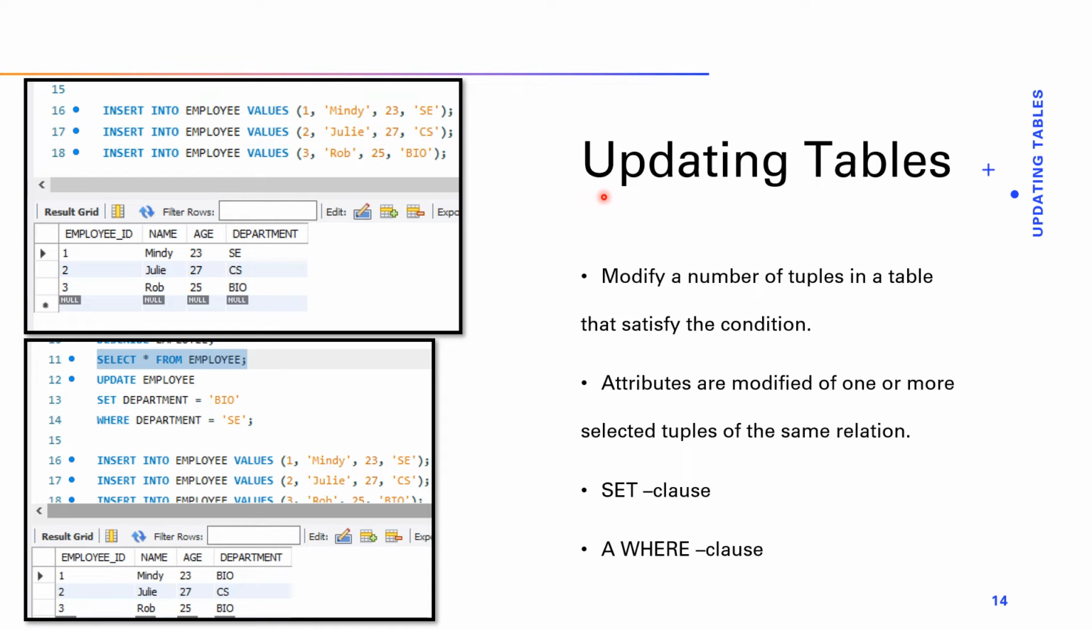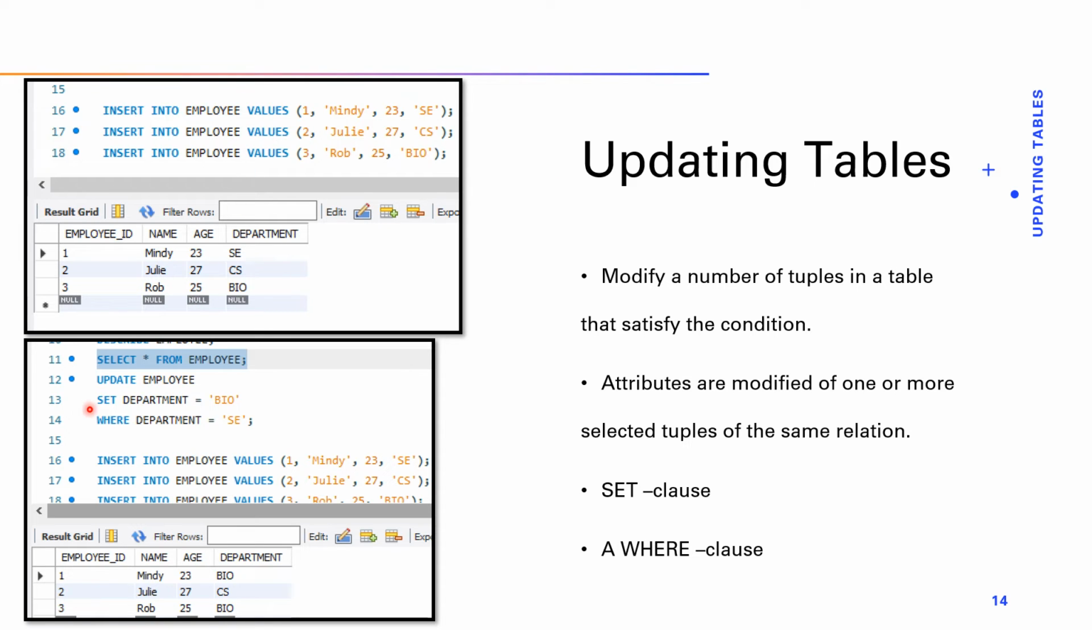Here we are going to talk about how we will write queries to update tables. Update can be used to modify a number of tuples in a table that will satisfy a specific condition. Let us think about a scenario. We want to change the department of an employee to another department. Suppose an employee is working in the biology department, but later he will start working in the software engineering department. So there is a change of department that we want to keep record of in the employee table.